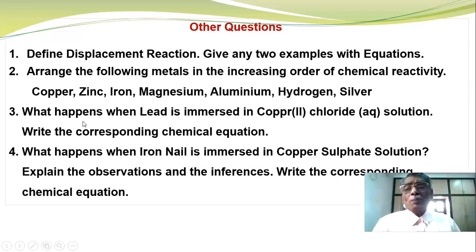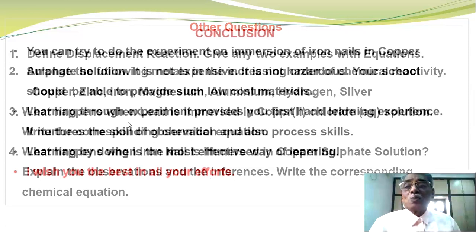Question 3. What happens when lead is immersed in copper 2 chloride aqueous solution? Write the corresponding chemical equation. Question 4. What happens when iron nail is immersed in copper sulfate solution? Explain the observations and the inferences. Write the corresponding chemical equation. Please answer these questions also in your notebook.